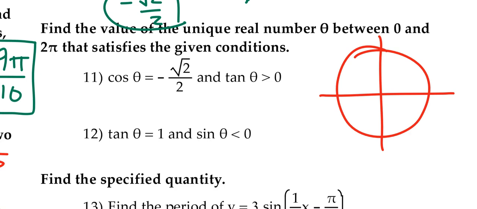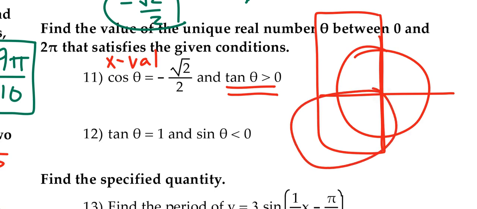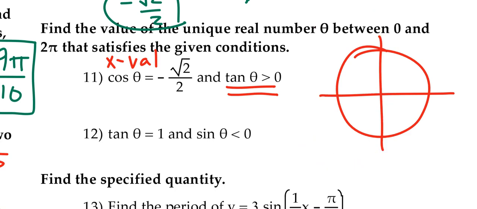So cosine theta equals negative radical 2 over 2. They tell me, so that's a negative x value. Which two quadrants does that put me in? Negative x value. Puts me in 2 and 3. And tangent is positive. Which quadrant does that narrow me down to? Down here in quadrant 3. All right. So now we know which quadrant we're in. We're down in quadrant 3.